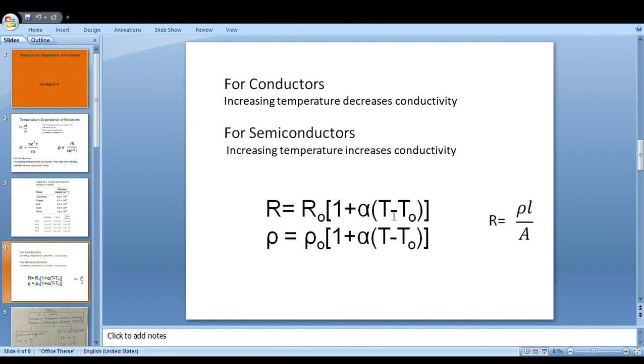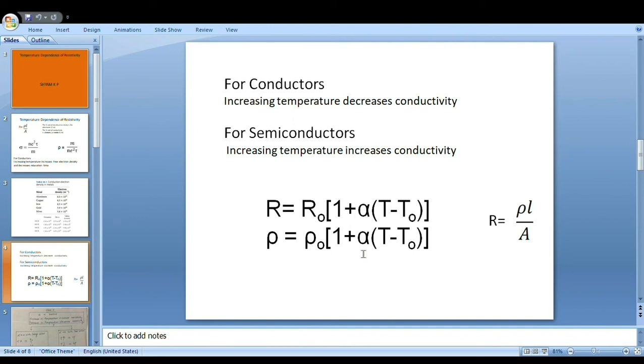So if I replace R by rho L by A, we have the expression in terms of resistivity. The principle here also remains the same. And that is, if we know the resistivity of a material at some reference temperature T naught, then we can find the resistivity of that material for any temperature T, provided we know the value of alpha.